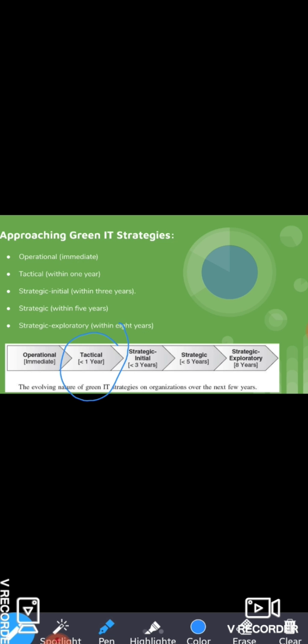Okay, so this is the first tier. In that, simply, we can say immediate action taken by an organization with respect to green IT. If we take one example, which we have already discussed, that is switching off the computer monitor when not in use or not printing on paper whenever possible, these are immediate actions. Also, this action is called the low hanging fruit.